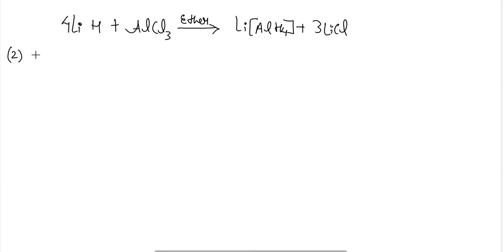The next anomalous property for boron is the formation of halides.